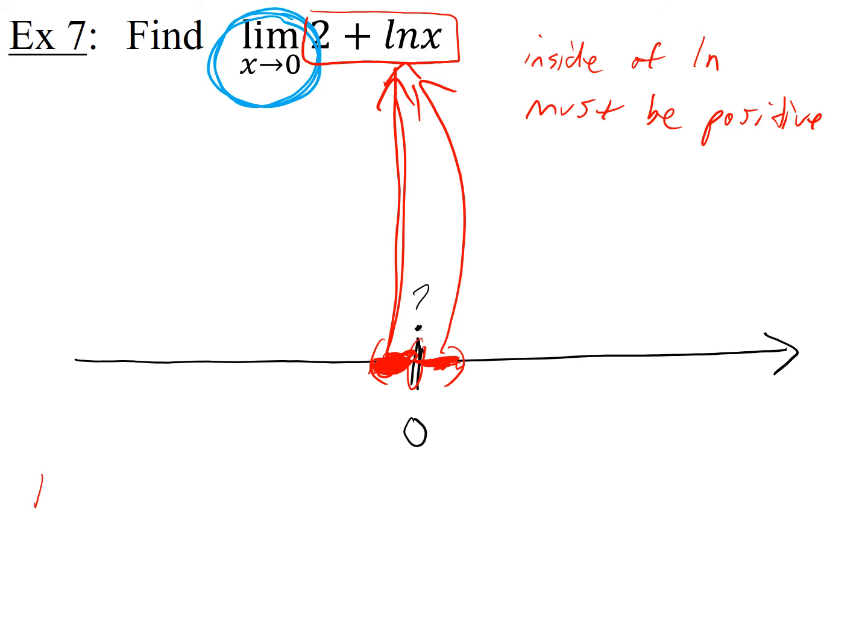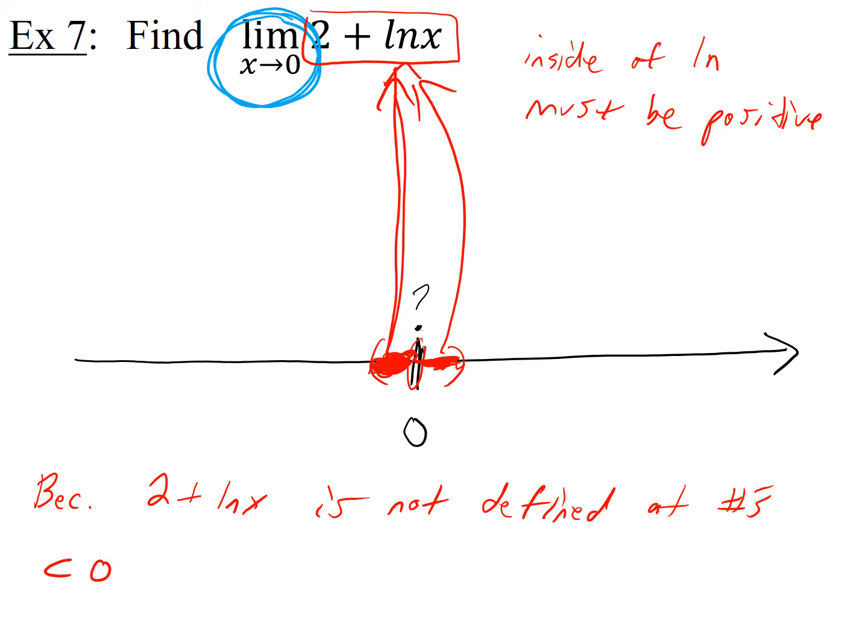Let me go ahead and write it like this. Because the function 2 plus natural log x is not defined at numbers less than 0, the left-hand limit does not exist, which implies that the full limit doesn't exist.